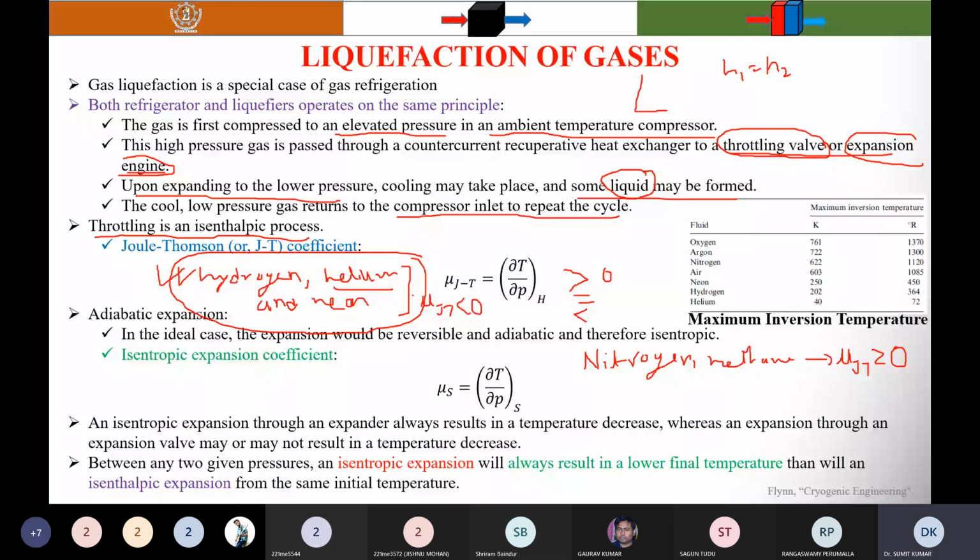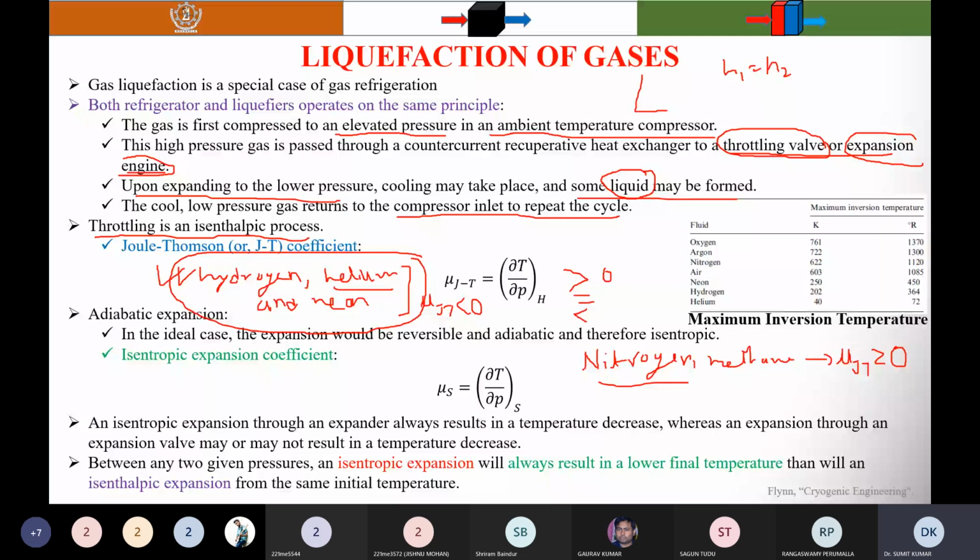And why do we use hydrogen, helium, and neon? When I discuss the different cycles, I will tell you the advantage of using hydrogen, helium, and neon, and the advantage of nitrogen and methane. All the gases have different behaviors.